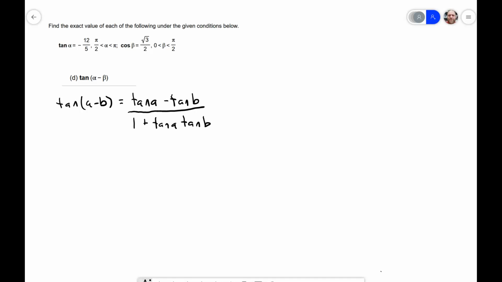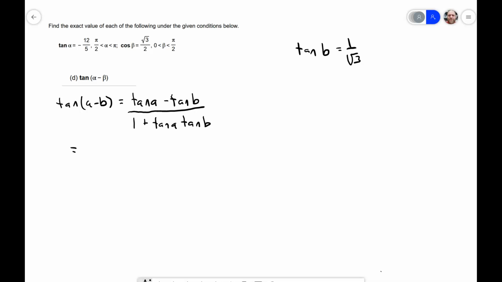Hopefully by now you know how to get the tangent of B just using the cosine of B and the fact that you're in the first quadrant. You can either use the Pythagorean theorem to find the cosine or the sine of B and then use that to find the tangent, or you can use triangles, but I'm not going to go through that. I just really want to go through the algebra of this part. So the tangent of beta or B is equal to 1 over the square root of 3, and that's going to be positive.